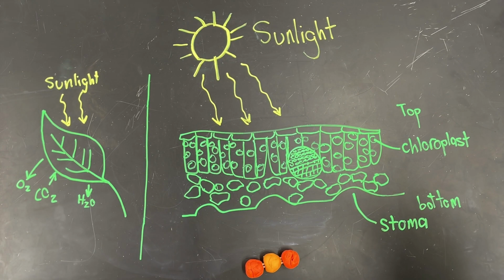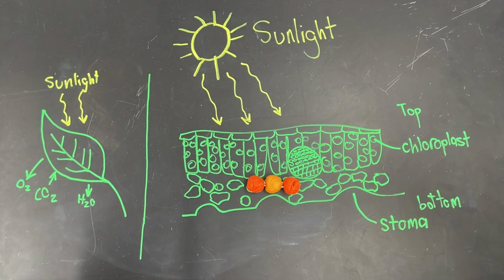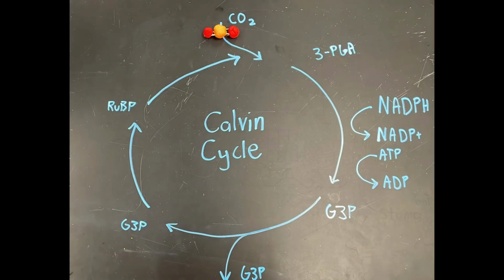Carbon in the form of CO2 enters the plant through the stoma, located on the underside of the leaf. From there, CO2 is brought to the chloroplast of the cell, which is now able to produce sugars. The Calvin cycle occurs in the thylakoids of the chloroplast.